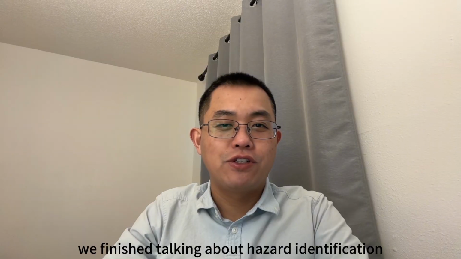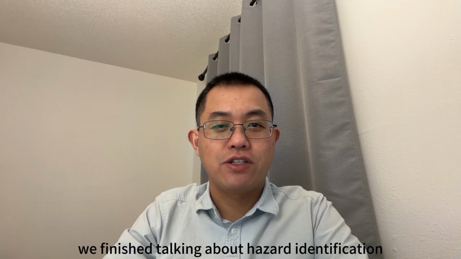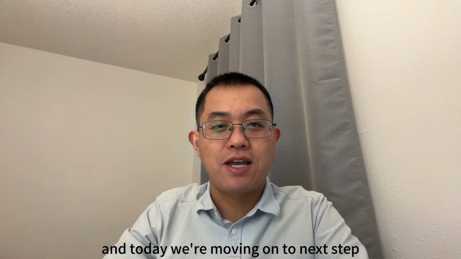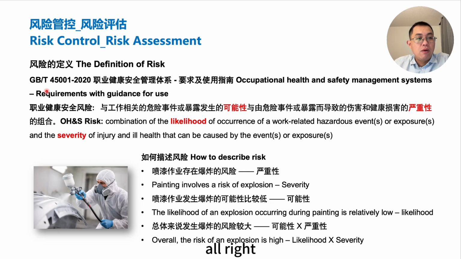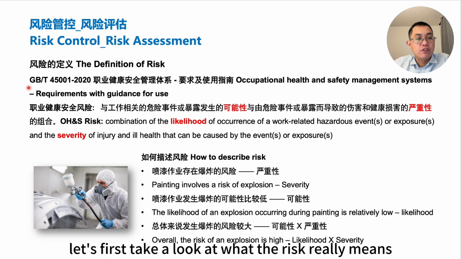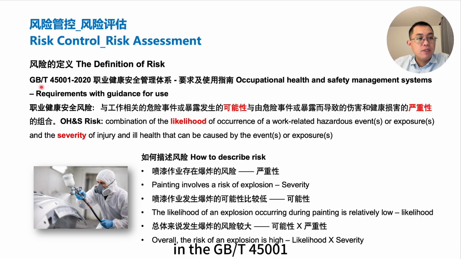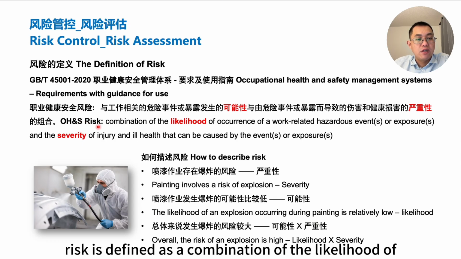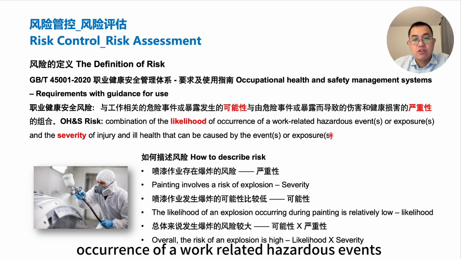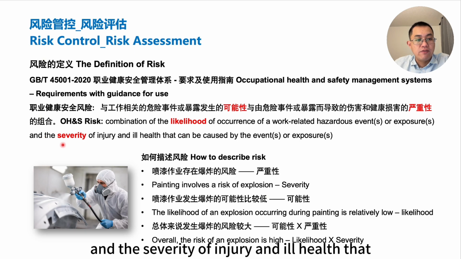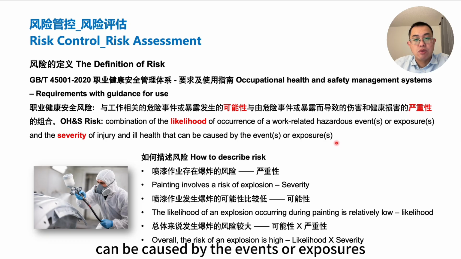This is Zud. In the last episode, we finished talking about hazard identification, and today we're moving on to the next step, risk assessment. All right, before we jump in, let's first take a look at what risk really means. In ISO 45001, risk is defined as a combination of the likelihood of occurrence of a work-related hazardous event or exposure and the severity of injury and ill health that can be caused by the event or exposure.